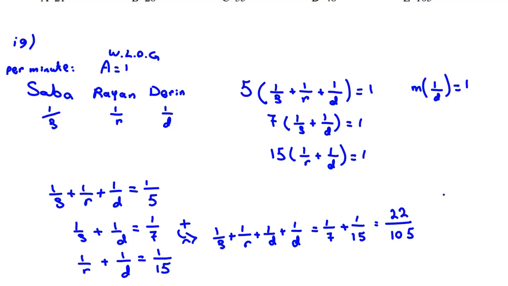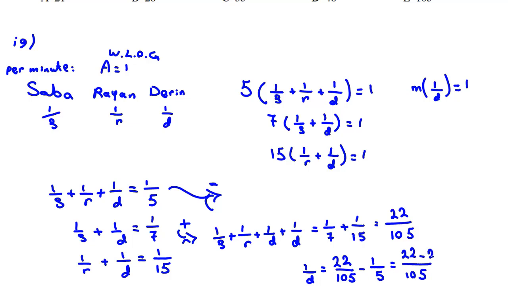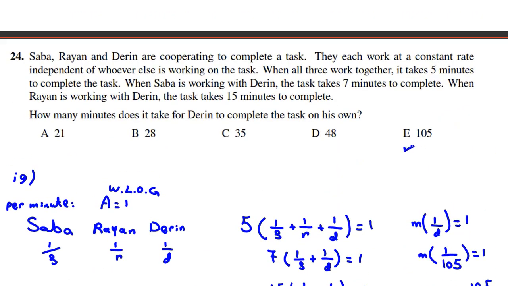Okay. Now we subtract this equation and this equation. So 1 over S and 1 over R will be cancelled, and 1 over D will be left. So 1 over D equals 22 over 105 minus 1 over 5. So it will be 105, 22 minus 21, okay, it is 1 over 105. So M times 1 over 105 is 1. So M is what? M over 105 is 1. So M is 105. Okay, so the answer is E.